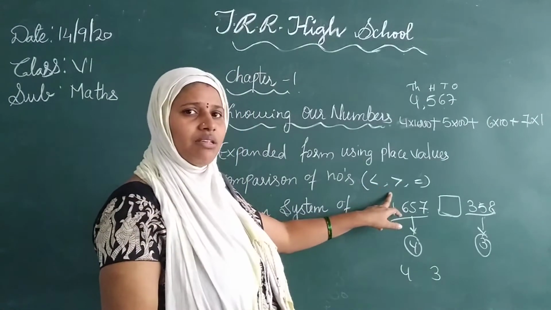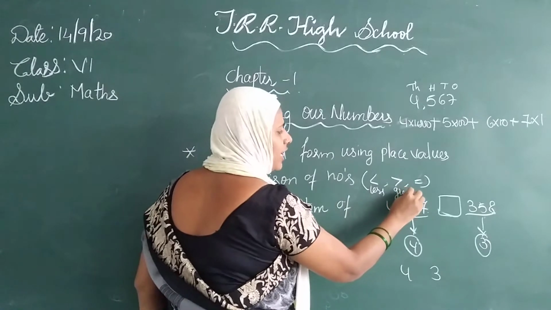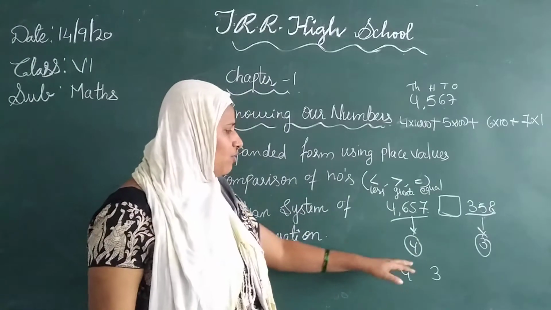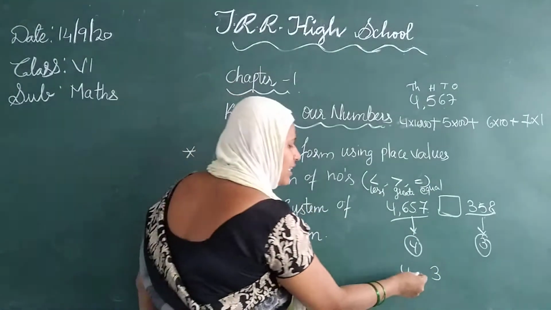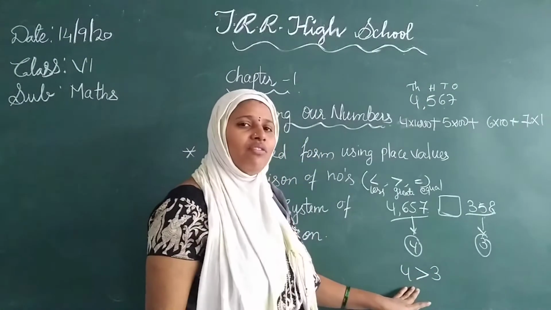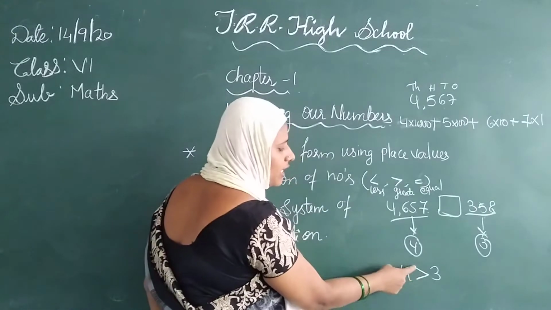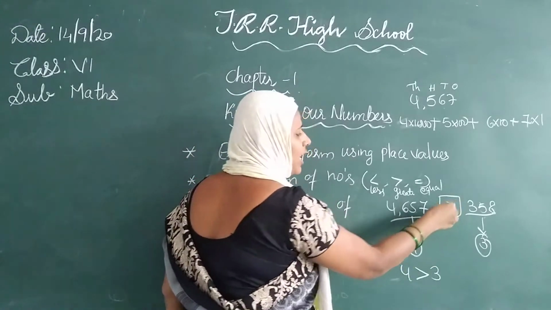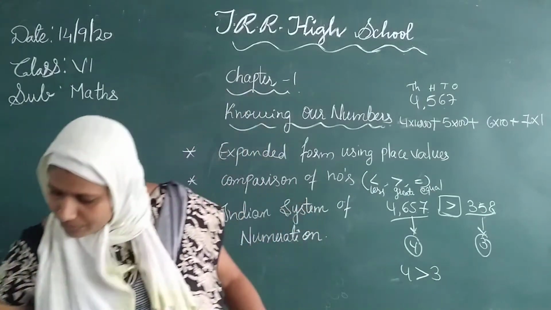Now, if 4 is greater than 3, how we will represent with the symbol? Here I gave you 3 symbols. What are they? This is your less than, this is your greater than, and this is your equal, right? Now, which symbol we have to use here? As here 4 is greater than 3, this is your greater than symbol. Always the mouth will be open to the greatest side. Now here we can see the mouth is open to the greatest side number. Now the same symbol here we can keep. Is it clear?